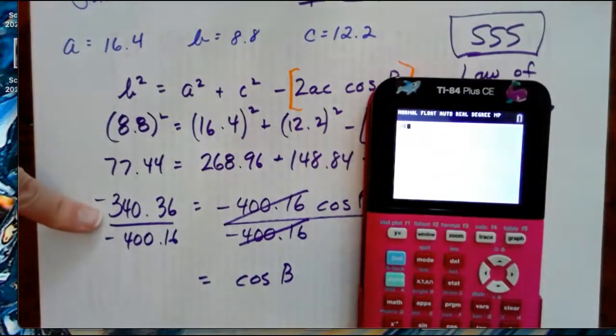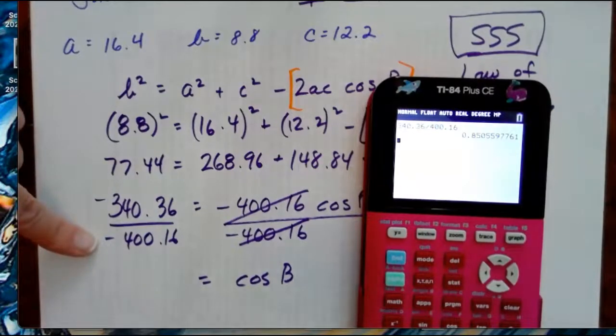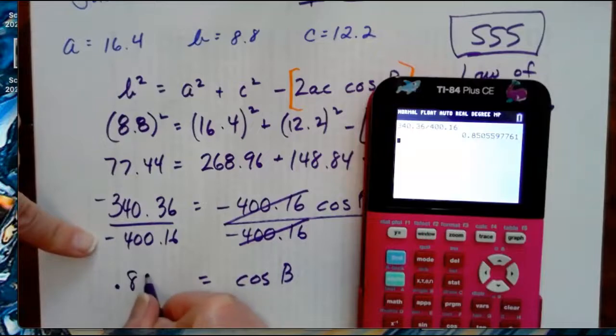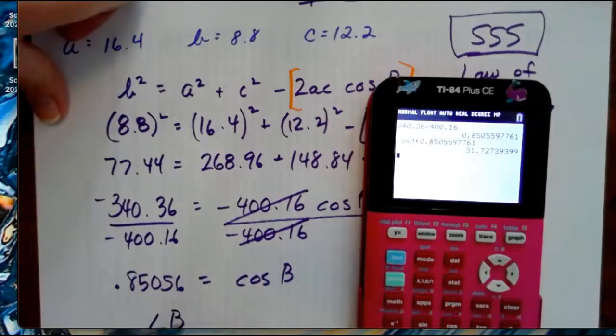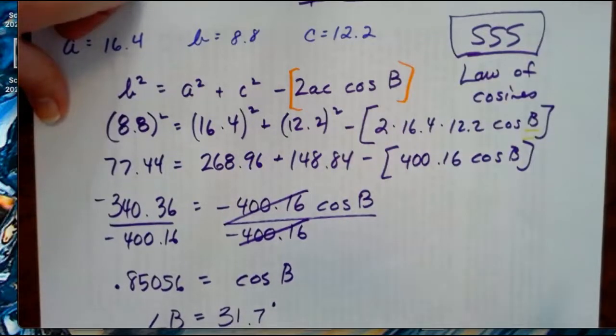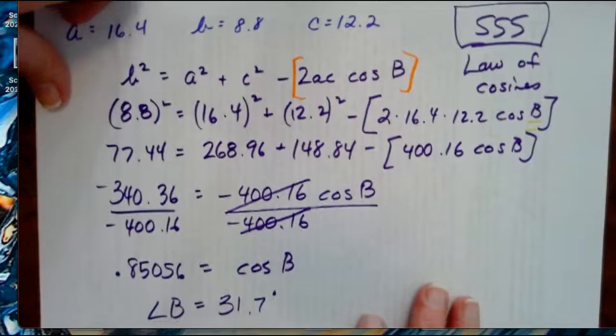So negative 340.36 divided by negative 400.16 gives us a positive 0.85056, which obviously I'll just keep stored in my calculator. And remember, the range of the cosine only goes between negative 1 and positive 1. So if you get a number here that is bigger than 1, you have done something wrong. So let's find the inverse cosine here. And we find that angle B is approximately 31.7 degrees. So angle B is 31.7. It's acute. That's what we're expecting it to be.